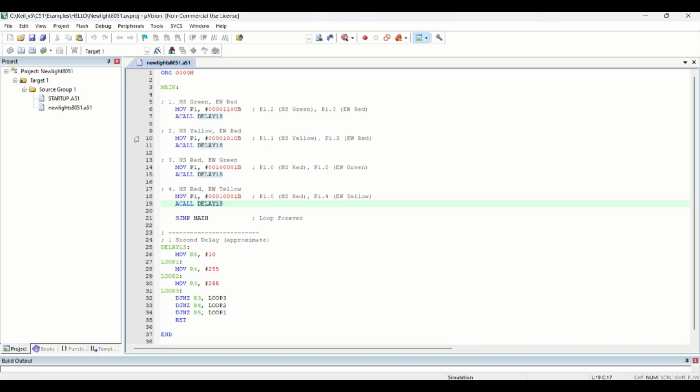Here is the code which we have used for the automation of traffic light simulation using 8051 microcontroller.